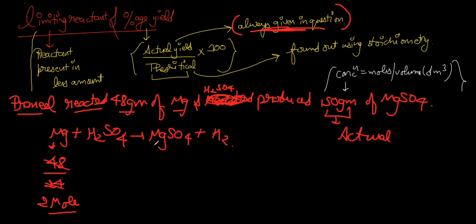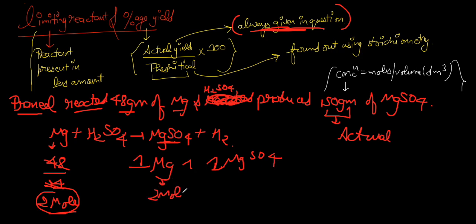So this is always given in the question. And theoretical yield for MgSO4 you will find out using the stoichiometry. The amount or the mass of the product that we find out using stoichiometry, that is the theoretical yield only. Now, Mg is 2 moles. I need to find out the moles of MgSO4 first. I'll look at the ratio. 1 Mg is producing 1 MgSO4. So in reality, we have 2 moles of Mg, means I'll be getting 2 moles of MgSO4.